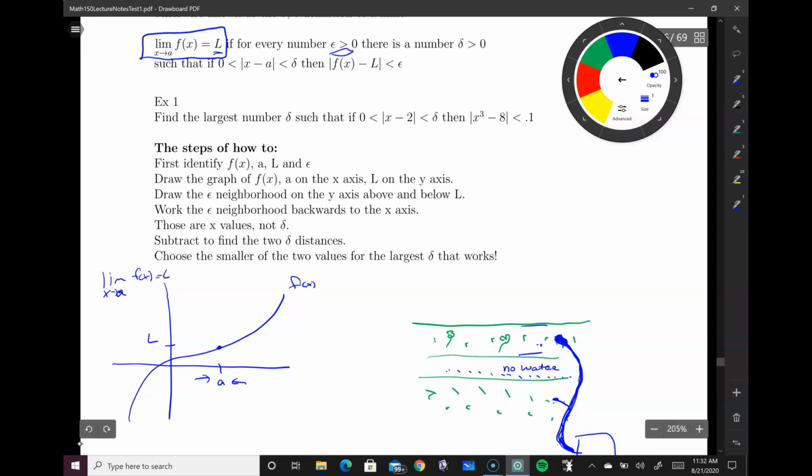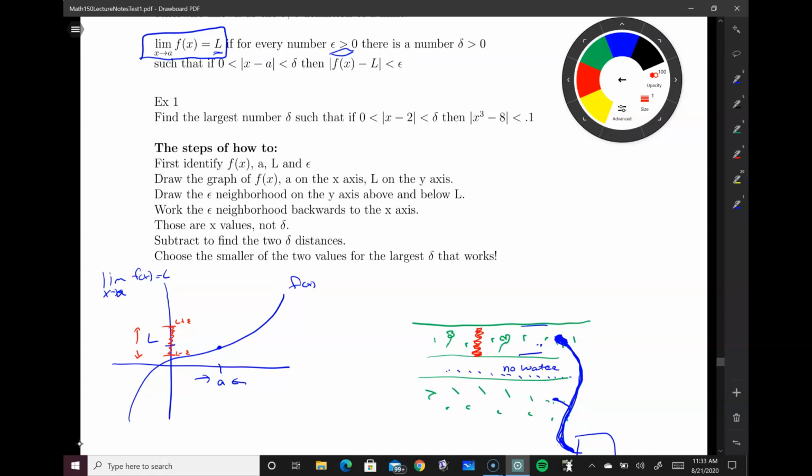We're going to make an epsilon. The epsilon I'm going to make is a neighborhood on the y-axis. If I add epsilon to L, I get L plus epsilon, and if I subtract epsilon from L, I get L minus epsilon. This I'm going to call the epsilon neighborhood. You can think of that as where I want to go, where I want to water.